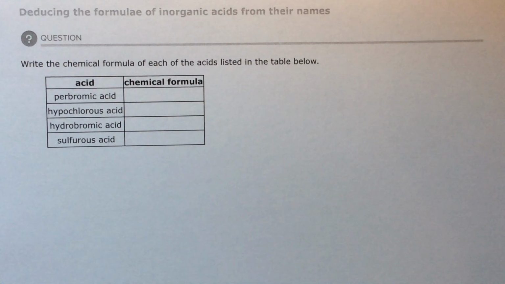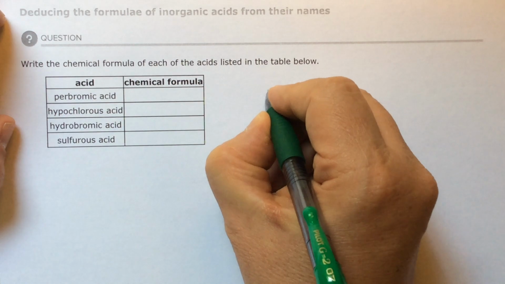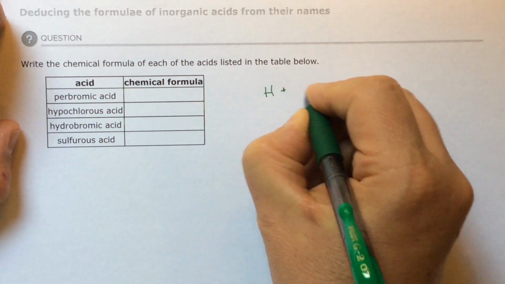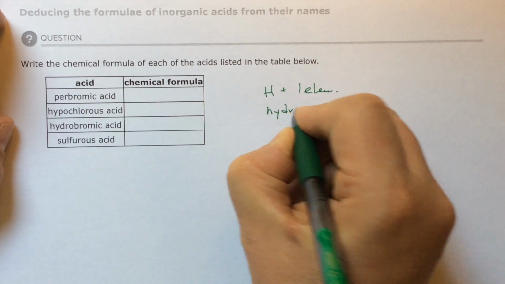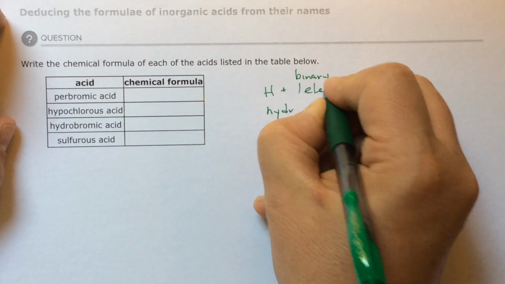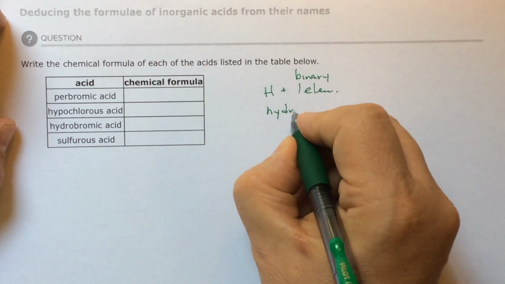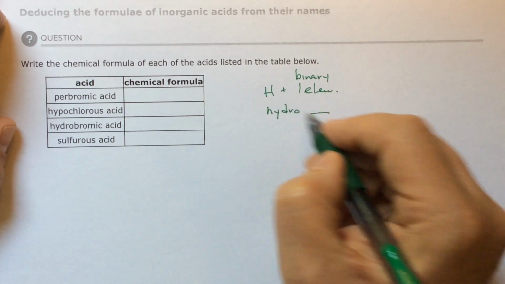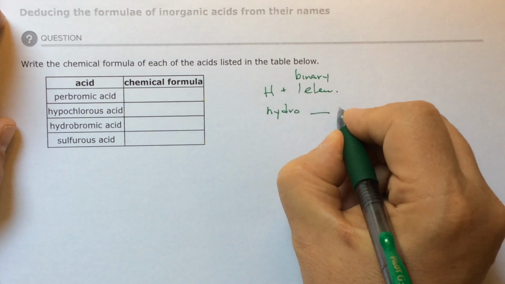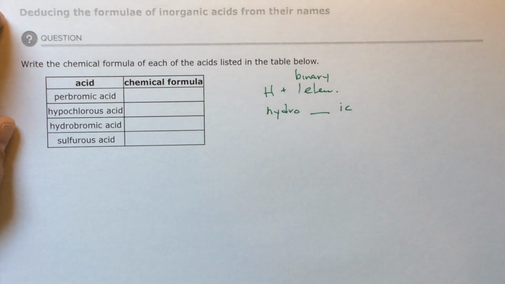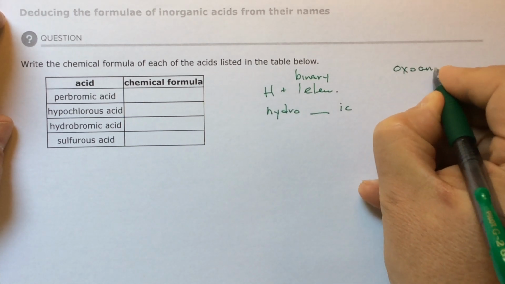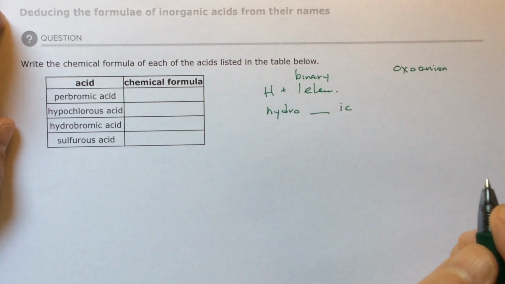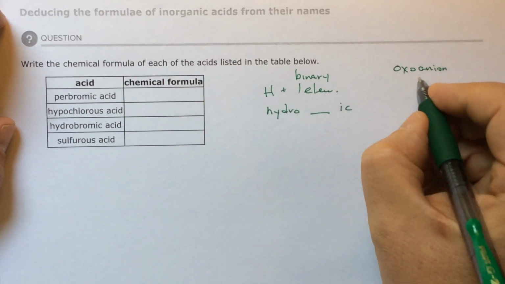If you remember, there are three rules, essentially two rules with a modification. If you have hydrogen plus one element, that's called a binary compound, and you name it hydro plus the element's stem plus ic. If you're going to have an oxyanion, remember, that is an anion that has oxygen in it.